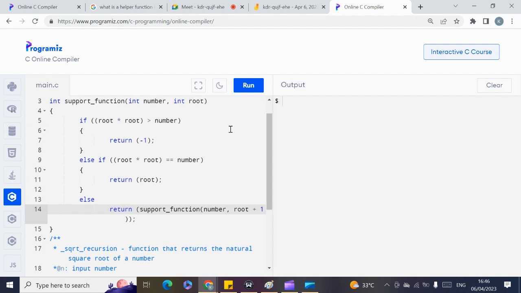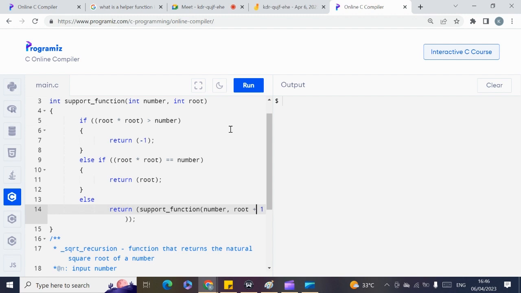So in case we have 16, let's represent it by a number 16. So let's start from the top. Root times root is greater than 16. So if it is 0 times 0, is it greater than 16? No. Okay, I think I'm getting it. So if root by root is greater than 16, which means that probably 5 times 5 is greater than 16, we'll get out of the function and return -1. Else, if root by root is equal to 16, we return the root.